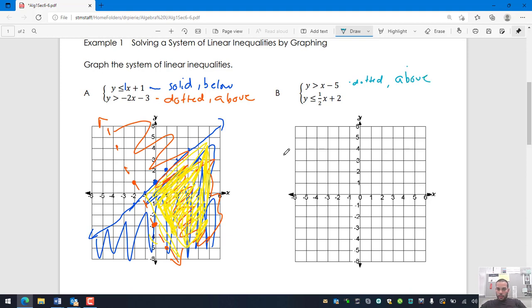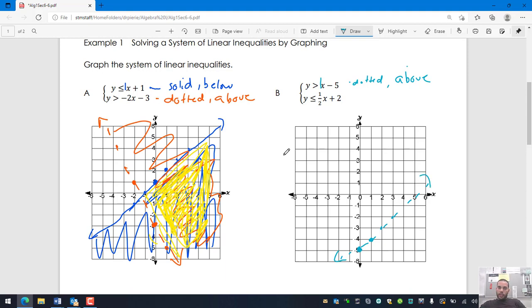Where's my y-intercept at? My y-intercept's at -5, so it's way down here. And my slope is my number in front of my x term. There's no number, but I imagine it's a 1, so my m is equal to 1, which means I go up 1 over 1, up 1 over 1, forever and ever. And when I connect the dots, I got to make sure it's a dotted line. Should look something like that.